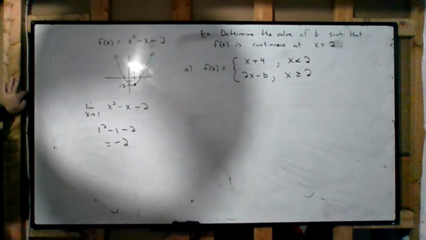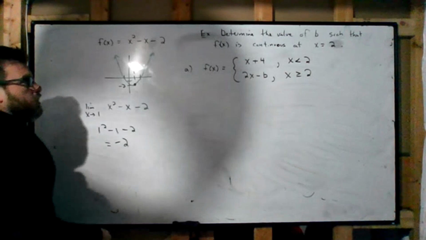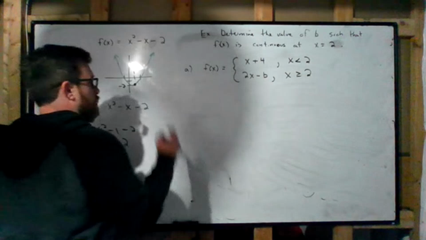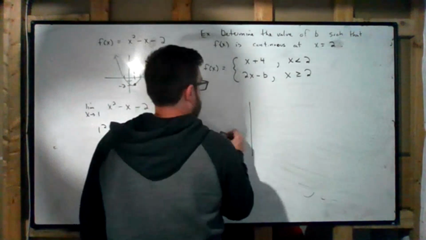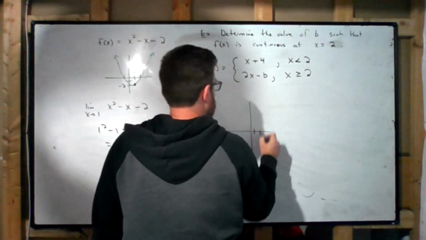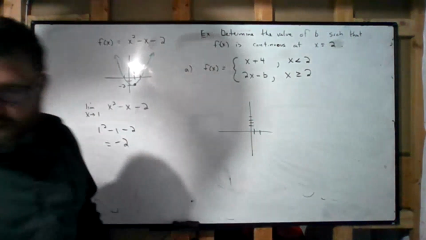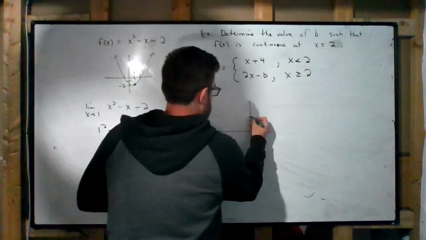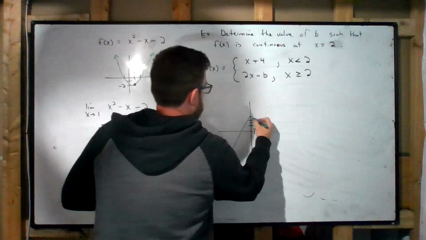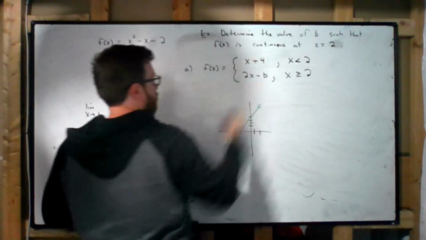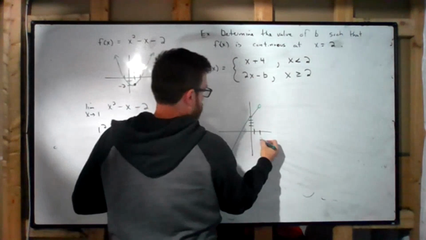So if I want a function to be continuous, I have to do it in such a way that you can draw it without lifting your chalk. I know that I have a piecewise function here, and if x is less than 2, it's going to be that line. It's got a y-intercept of 4, so it's going to look like this. This is that line, everywhere below x equals 2.